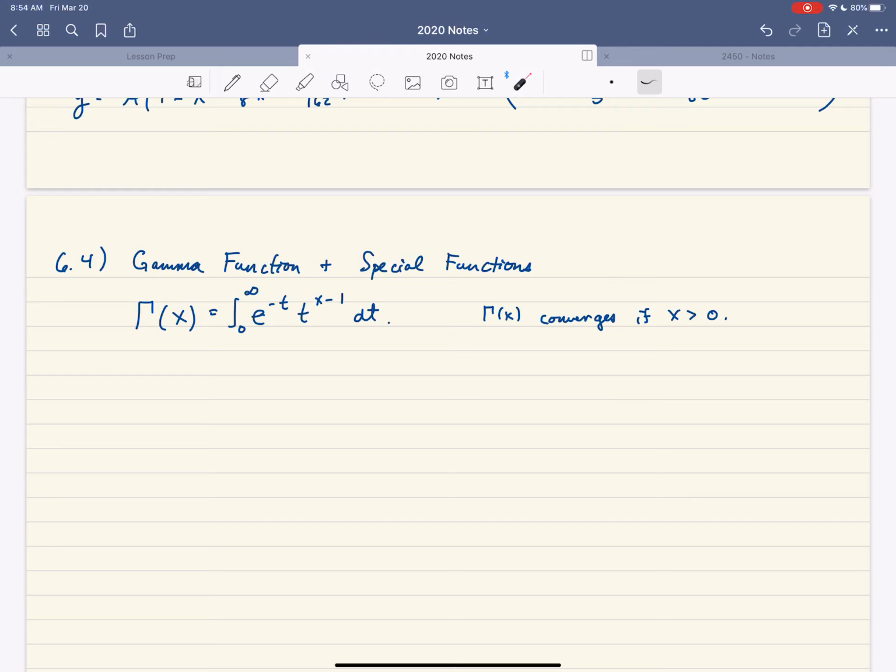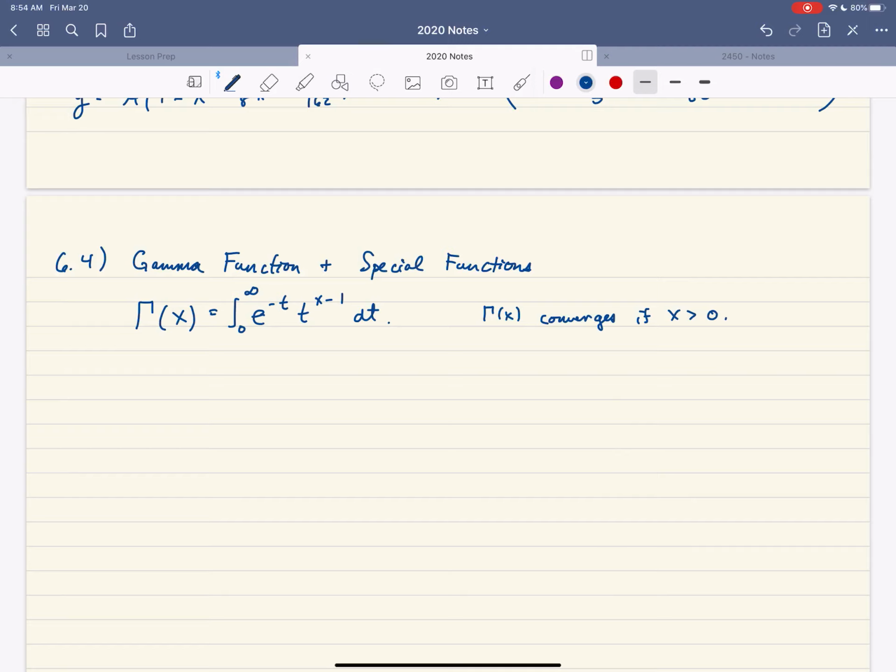Okay, and if x is large, then the problem is going to be infinity, right? Because you're going to have, say, t squared over e to the t. But it turns out that e to the negative t goes to 0 so much faster than any polynomial that you get convergence. Everything's fine. So the gamma function converges for all x greater than 0.